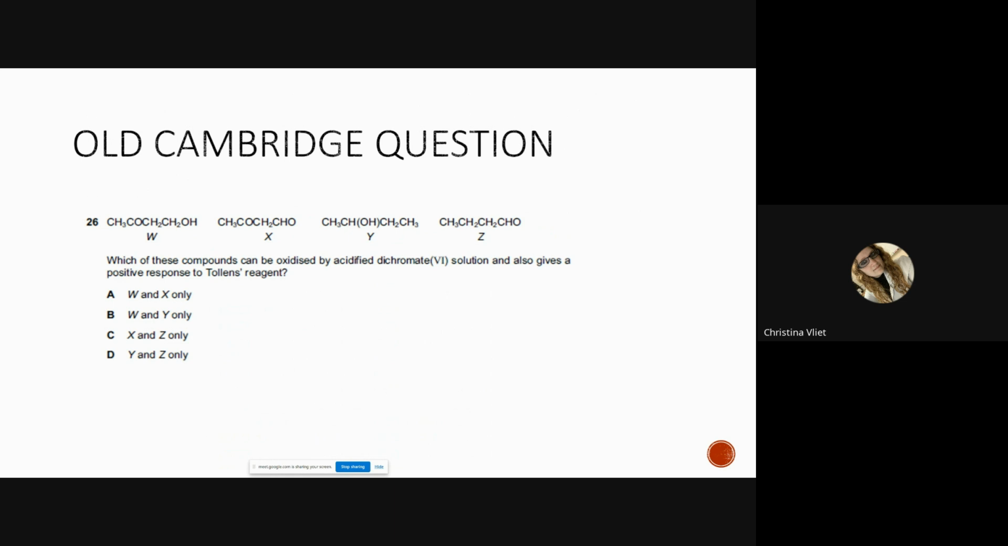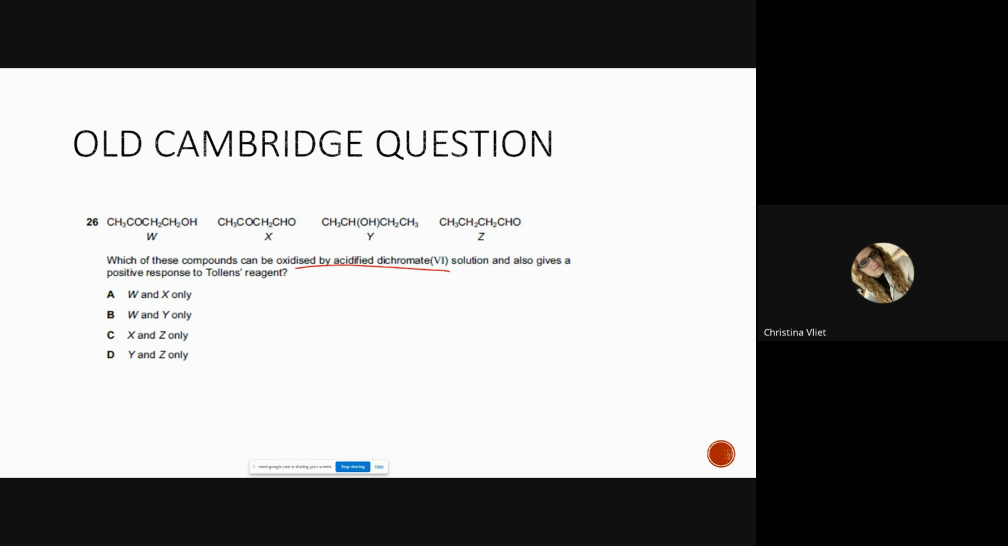All right. Which of these compounds can be oxidized by K2Cr2O7? Can all of them be oxidized? Yes, they can all be oxidized: primary alcohol, aldehyde, secondary alcohol, aldehyde. So this is not the part that matters.